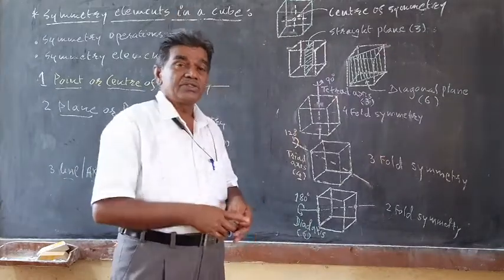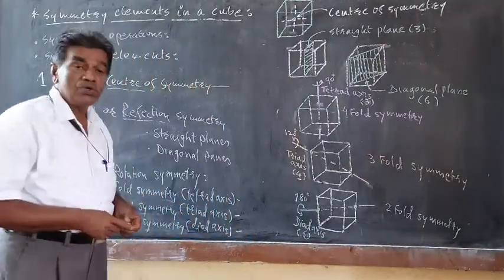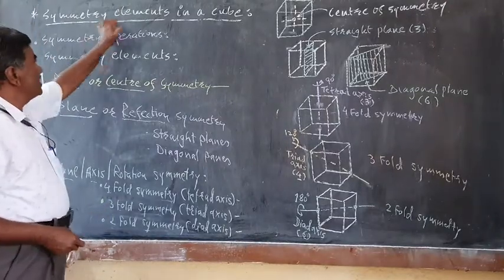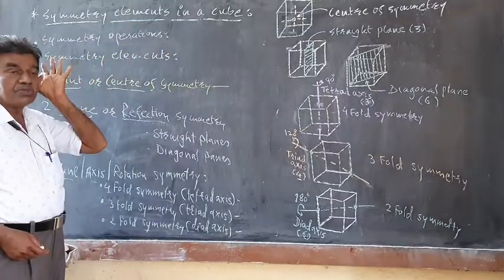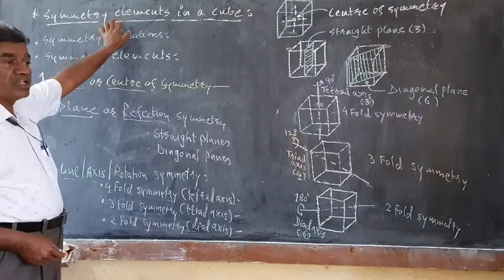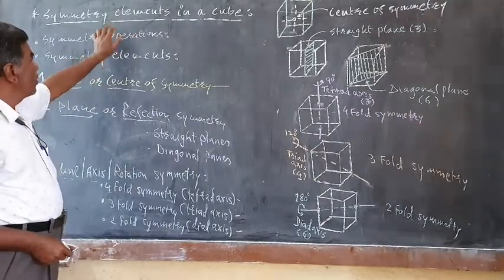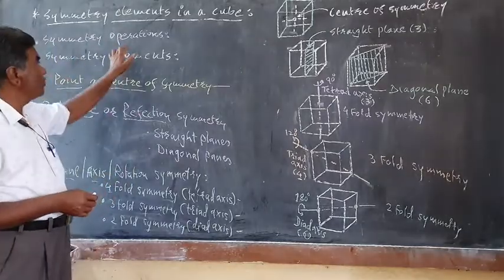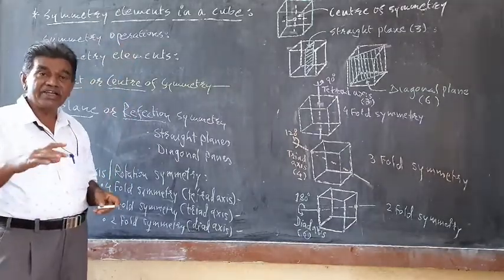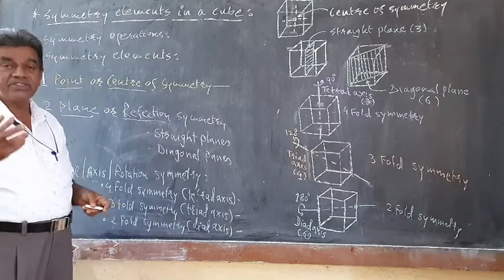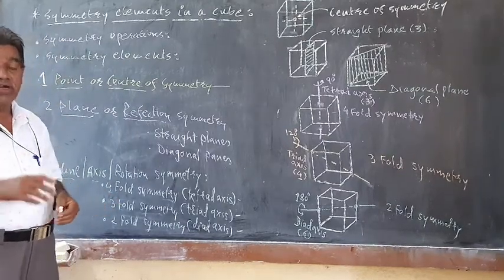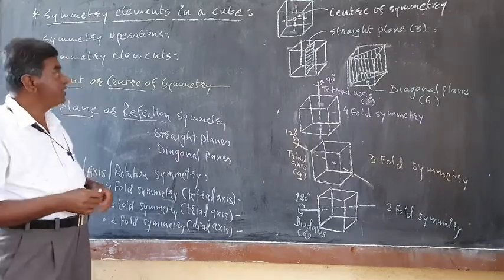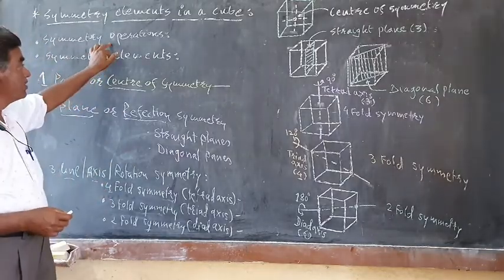Hello students, today we are going to learn about symmetry elements in a cube. First of all, we will see what is meant by symmetry operations. Symmetry operations are the operations carried out on the crystal such that it leaves the crystal in its original or initial configuration, or the crystal remains invariant under this operation.